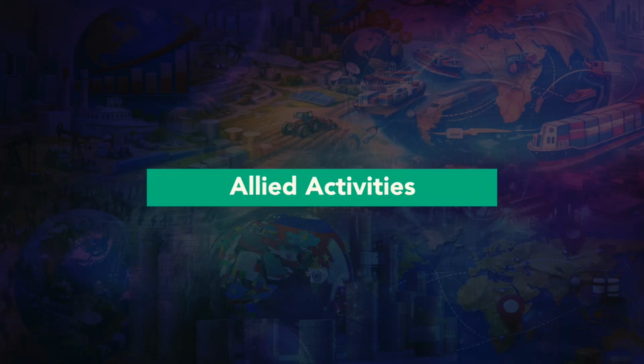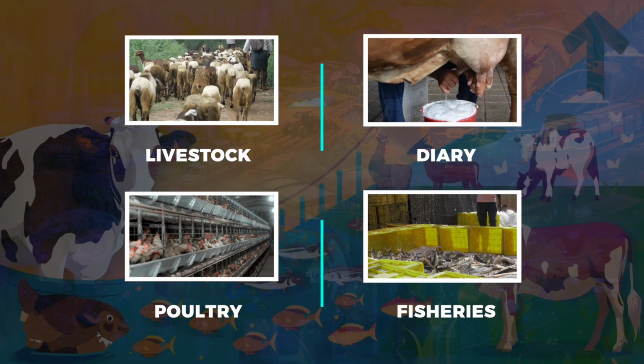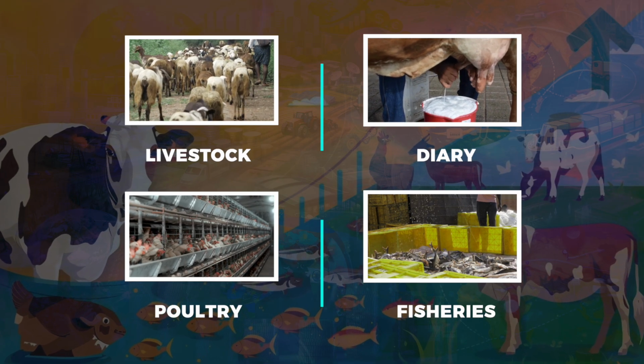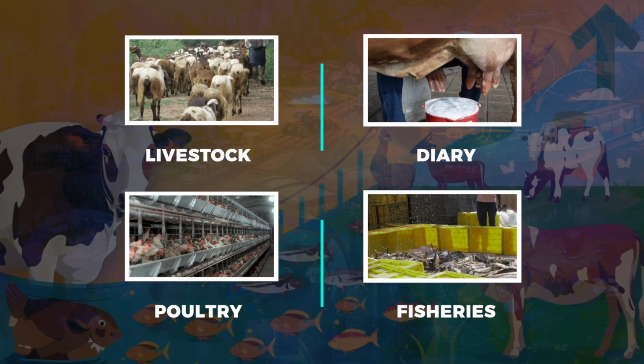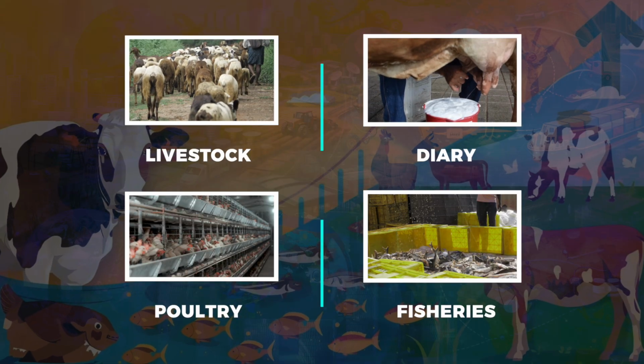Allied activities. Livestock, dairy, poultry and fisheries have also recorded faster growth than crop agriculture in India. These activities provide income diversification, employment for small farmers and nutritional security in India. Their growth is contributing to diversification within agriculture and the allied sector.